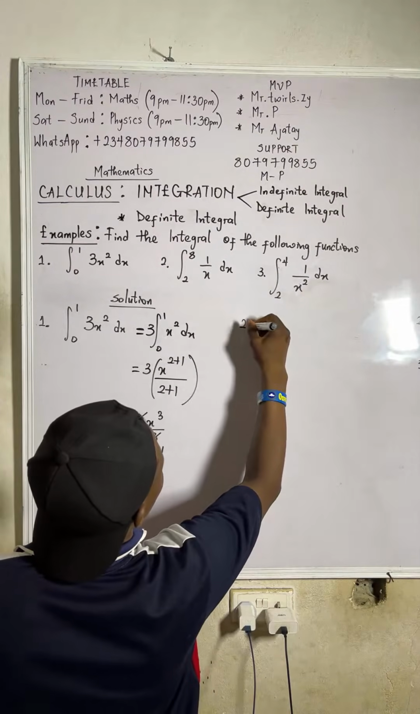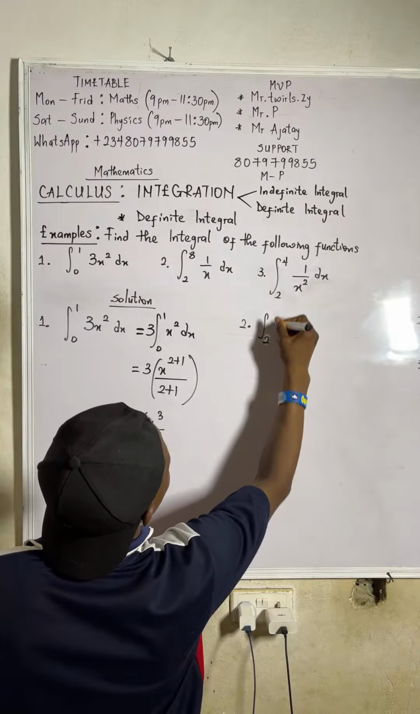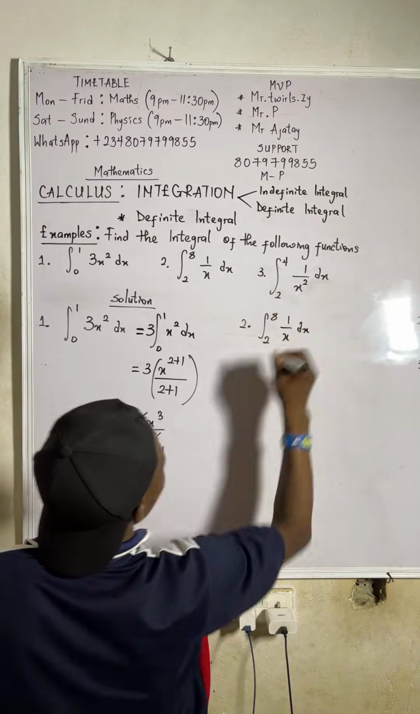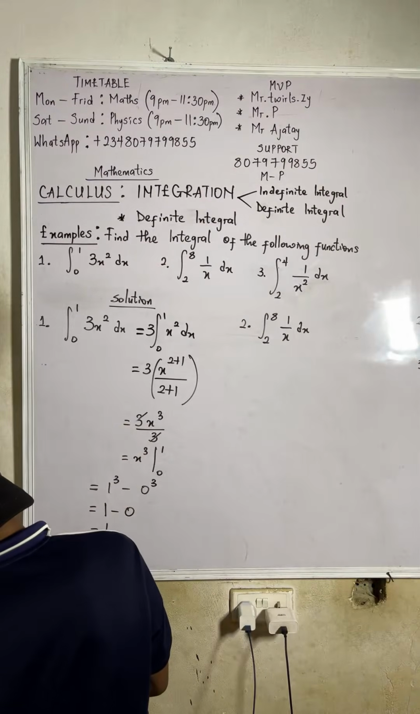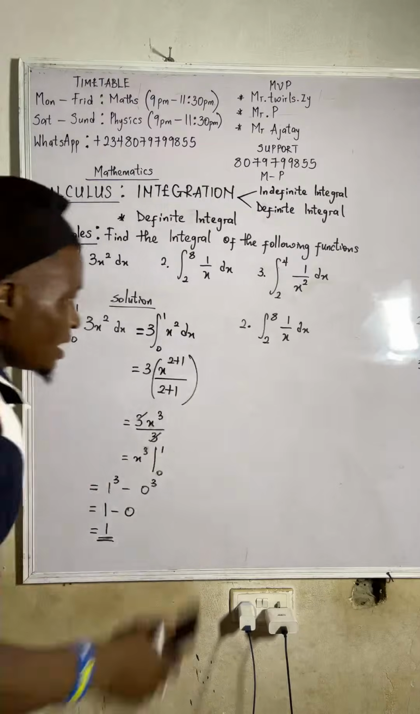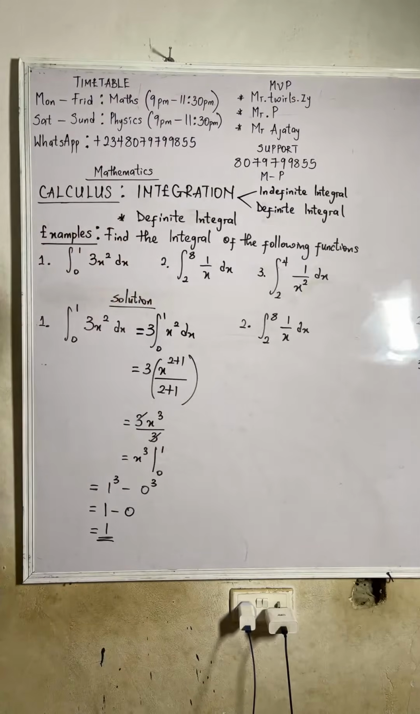For question 2, what does question 2 say? Integral from 2 to 8 of 1 over x dx. Now, whenever you are told to integrate 1 over x in the exam, what will you have?